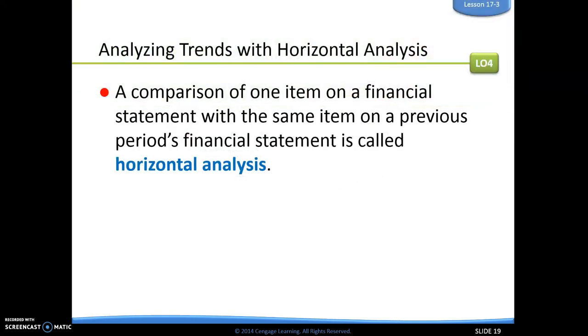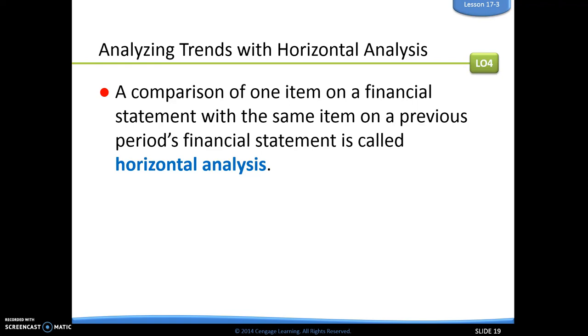A horizontal analysis is where we are essentially comparing one item on a financial statement with the same item on a previous period's financial statement. If you remember, when you've been looking at both of these income statements and balance sheets, we've had our current period and then we've had a prior period. And what we're doing is looking at the difference between those two.